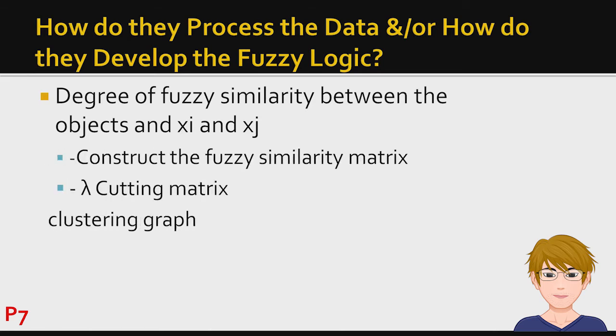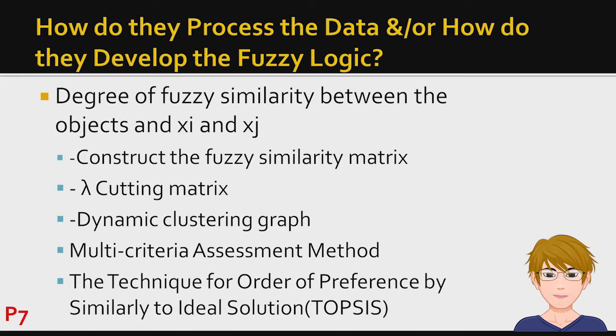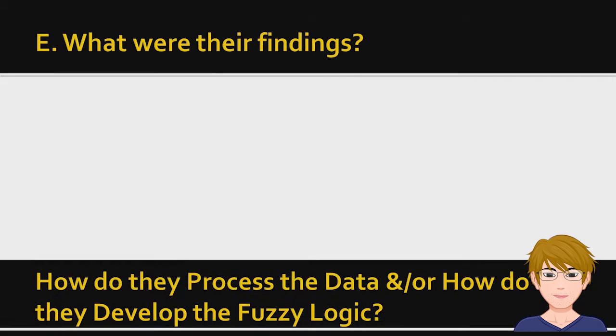So, ayan. Sunod-sunod po. The degree of fuzzy similarity between the object X and J, construct the fuzzy similarity matrix, the lambda cutting matrix, dynamic clustering graph, multi-criteria assessment method, the technique for order preference by similarity solution of or the top Cs. Okay, what were their findings?